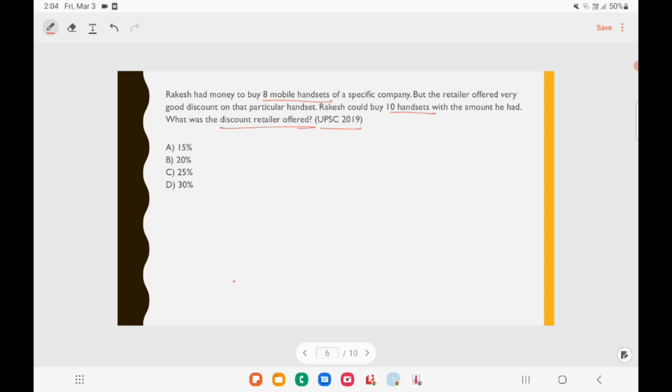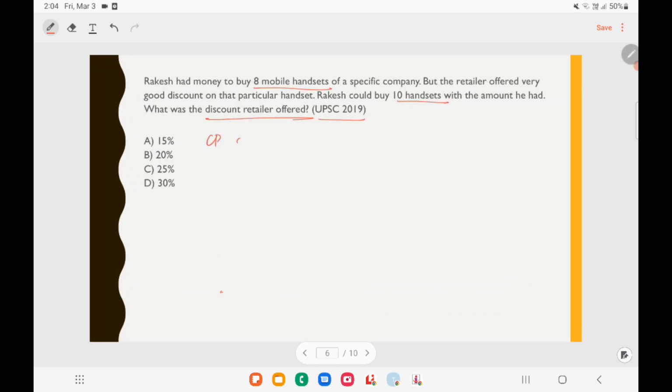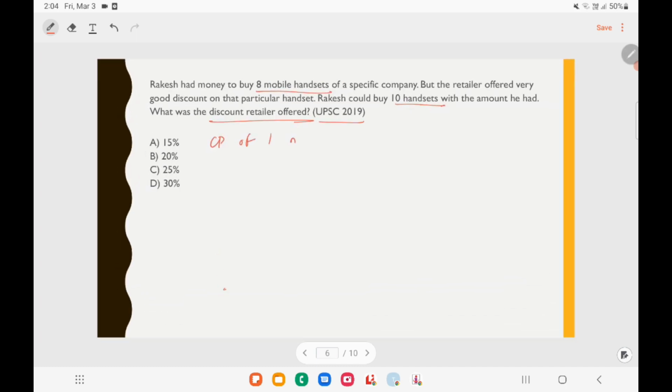So what is the discount percentage? So you need to find out the discount. Now in these kind of questions where the cost price or the selling price is not given, it's better that you assume a value for the cost price. So here let us assume that the cost price of one mobile handset is equal to 100.